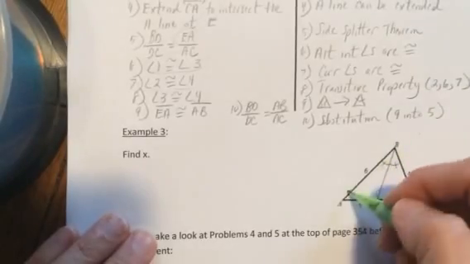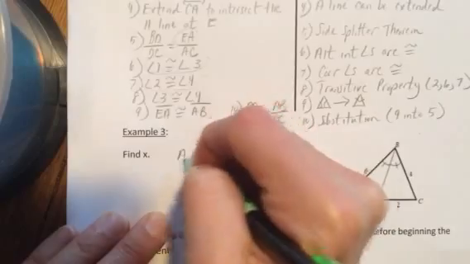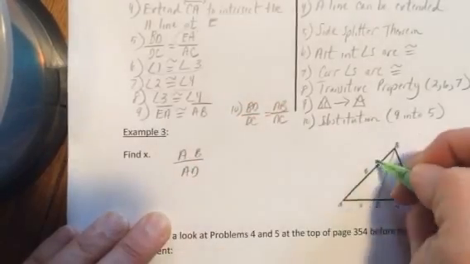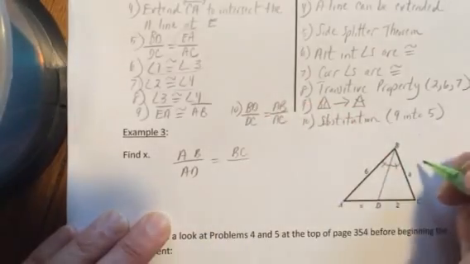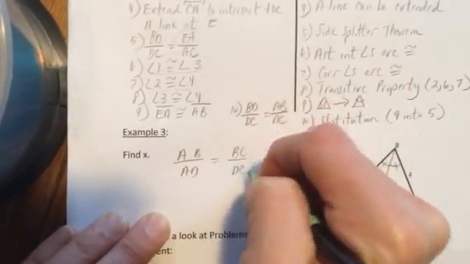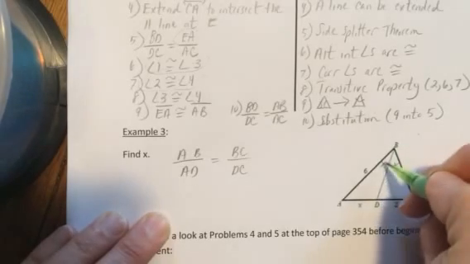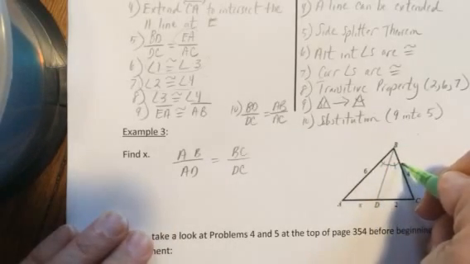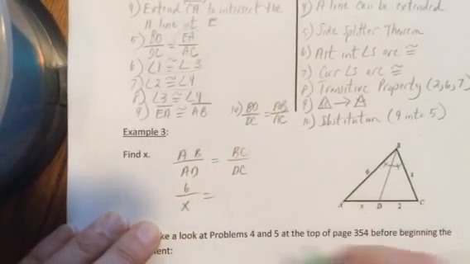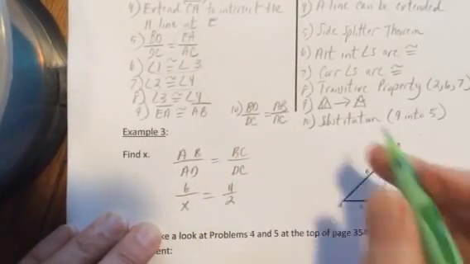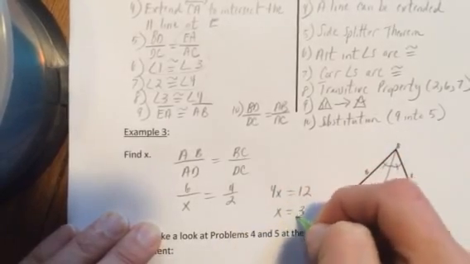Okay, so I'm going to actually show it to you before I put the numbers in. I'm going to say AB over AD is equal to BC over DC, okay? And I can use this because I know that BD is an angle bisector because these two angles are congruent, okay? So now I'm going to substitute the numbers in. So I say 6 over x is equal to 4 over 2. And that gives me 4x is equal to 12, so x is equal to 3.